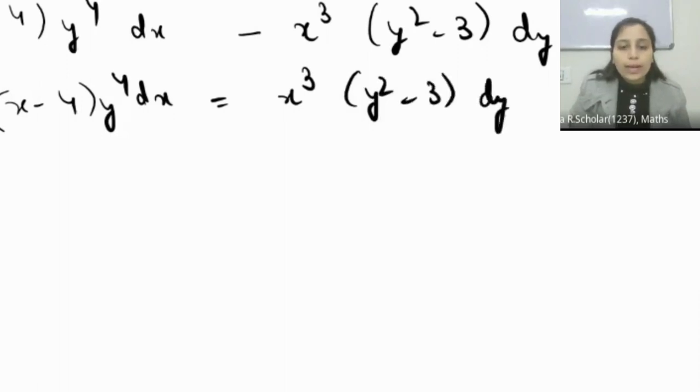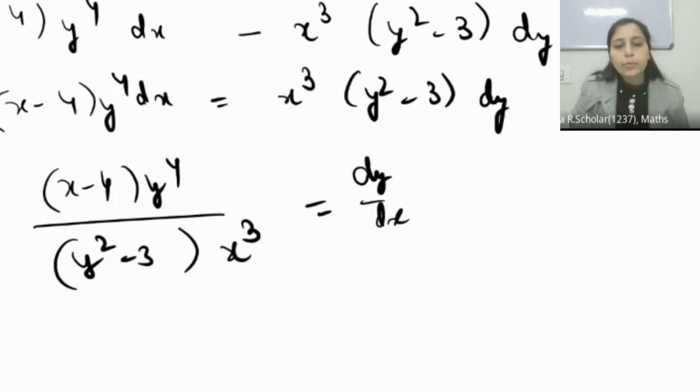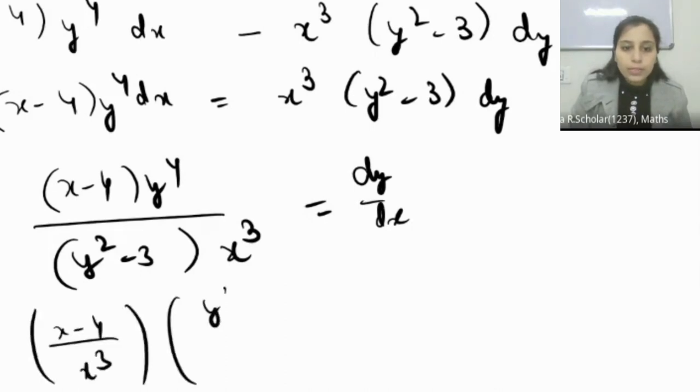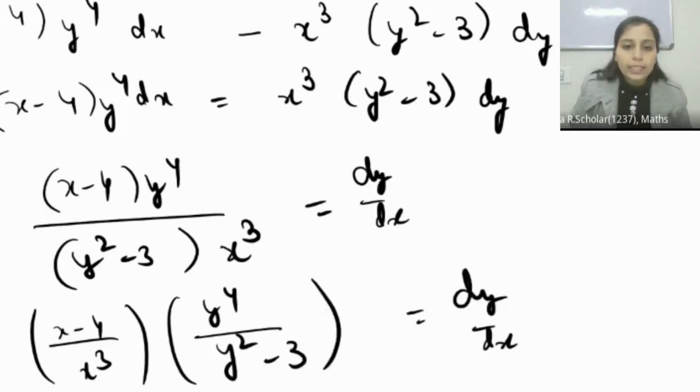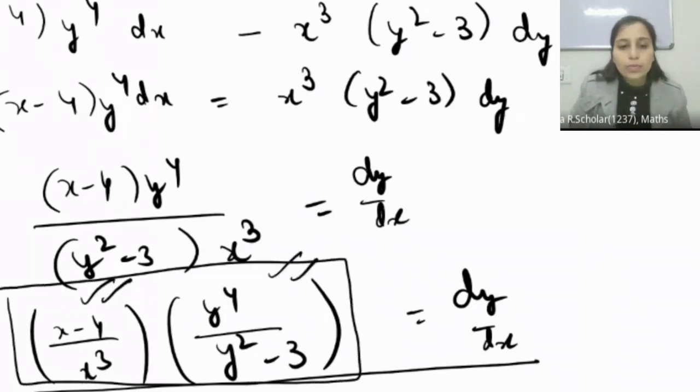Now we have dy upon dx is equal to, this dx comes this side and the remaining part to the left hand side, (y square minus 3) into x cube. We can see from here (x minus 4 upon x cube) and (y to the power 4 upon y square minus 3) is equal to dy by dx. Now this equation is separable. Here we have f(x,y) as this, and it can be separated as a function of x into a function of y.